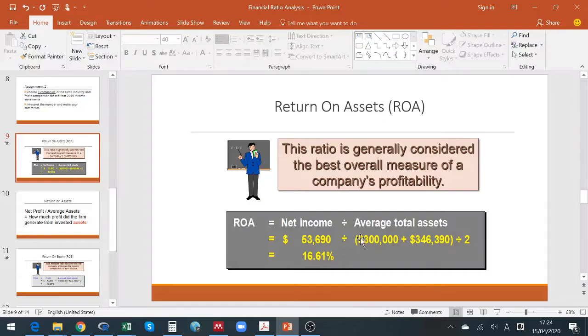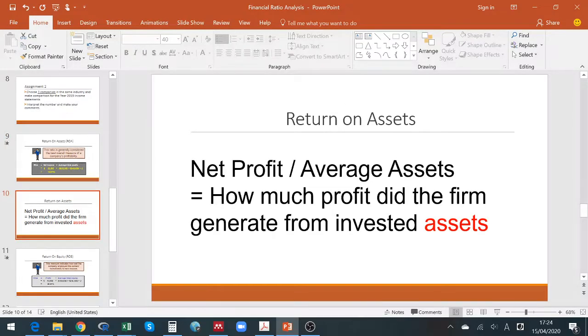Average means this is assets for, let's say, this year, and this is assets for last year. Then you take the average. Why average? I'll explain later. But this is basically an overall measure of the company's profitability. Again, this is the formula: net profit divided by assets, and this is how much profit you made from your assets.